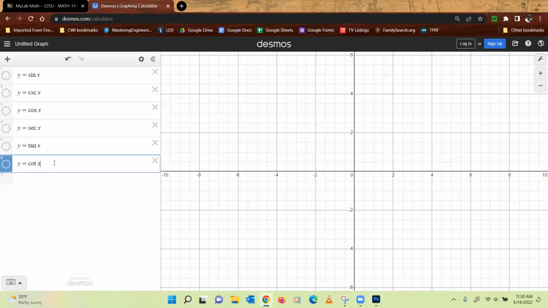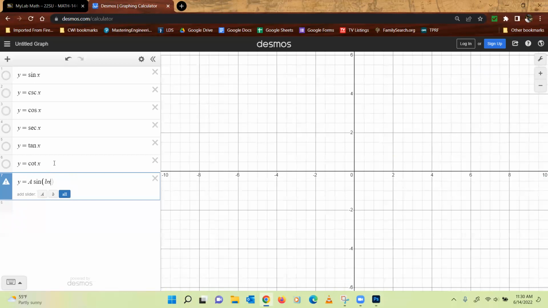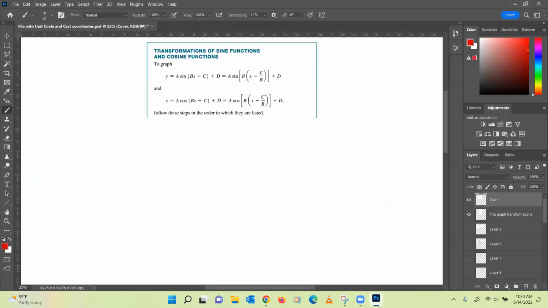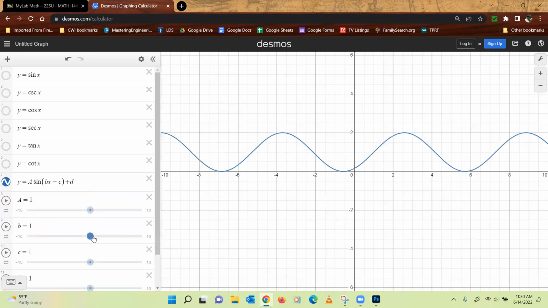So I'm going to go ahead and type it just the way we had it there. Y equals A times the sine of bx, minus c, put that inside, and then we added d. Okay, so I'm going to add some sliders here so that we can see what happens.